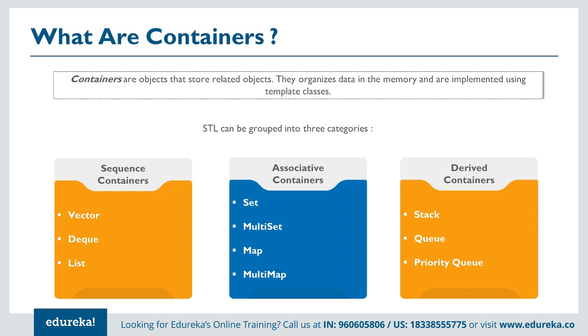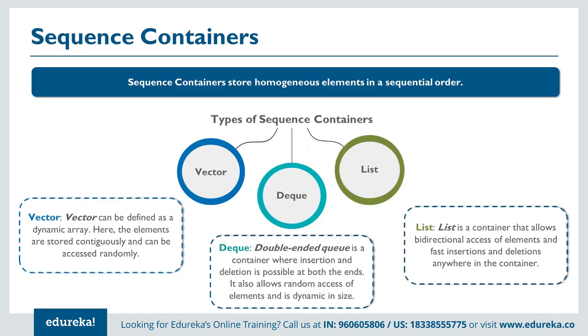So let us look at each one of them one by one. So what is a sequence container? Sequence containers are homogeneous elements in sequential order. So when you say homogeneous, it means a similar kind of data, and sequential order means it follows a specific order or a specific sequence. So under this category, we have vector, deque, and list. So let us discuss each one of them one by one.